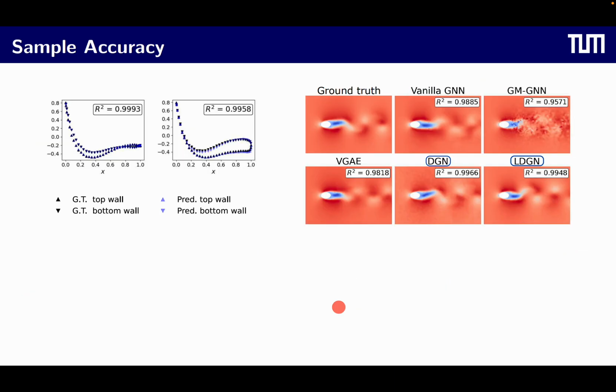Let's have a look at the sample accuracy of the models. For the latent diffusion graph net, we have here two samples generated. These are in blue, and in black we have the ground truth, so very good agreement.